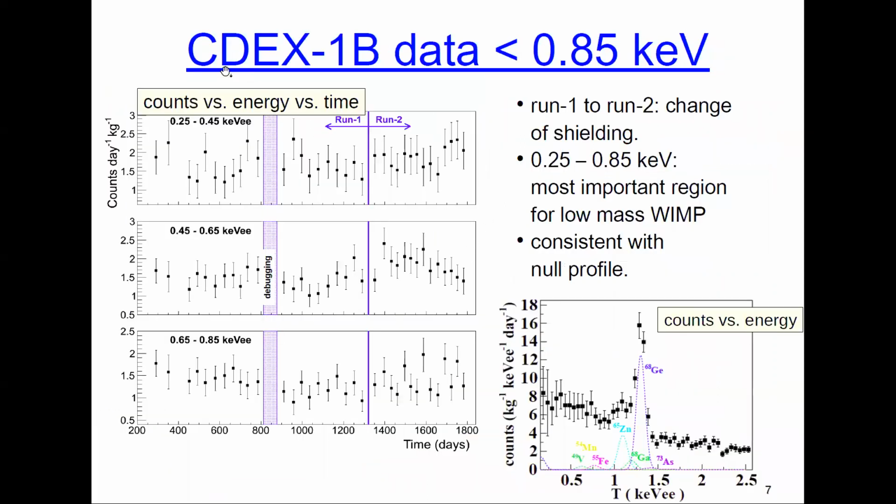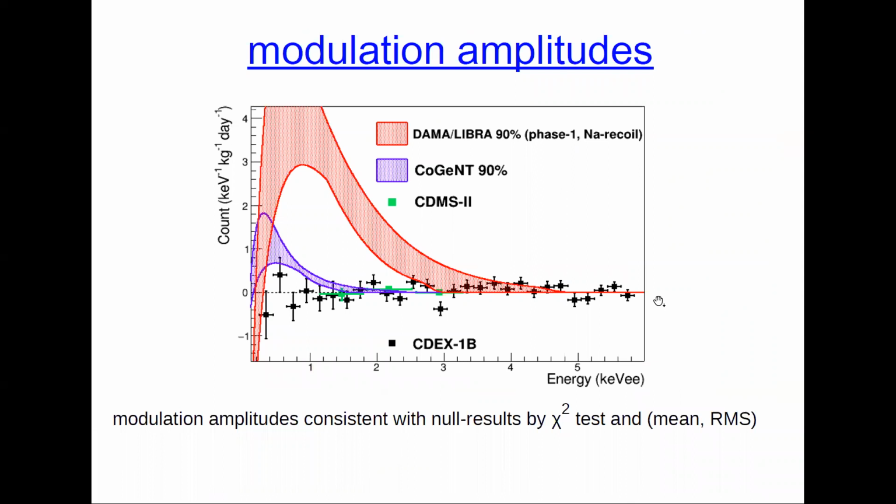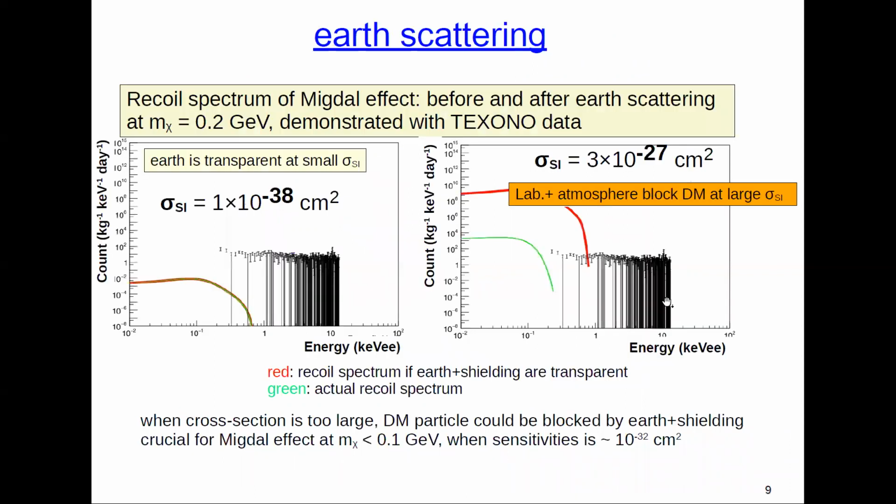So showing here is the CDEX-1B data, the lowest three energy bins, and you can see that this is consistent with the null hypothesis. We didn't see any modulation signal here. And showing here is the time integral spectrum, and this is when we fit a modulation function to the previous plot, then we get this black dot. It is consistent with the null hypothesis.